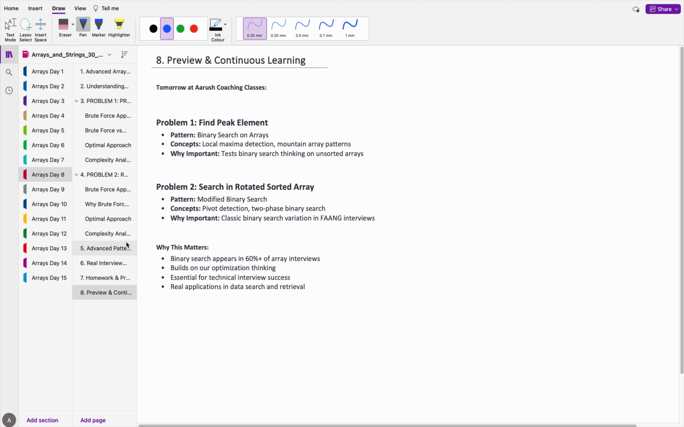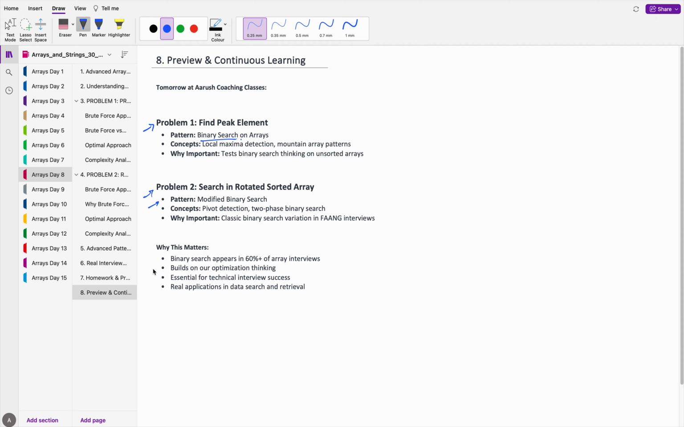So in context to this, for the next session, I have planned to introduce some problems where binary search is applied and which are most frequently asked as well. So find peak element is one of the most frequently asked questions around binary search on arrays. And next is the search in rotated sorted array. Okay, this also I will be discussing in my next session.